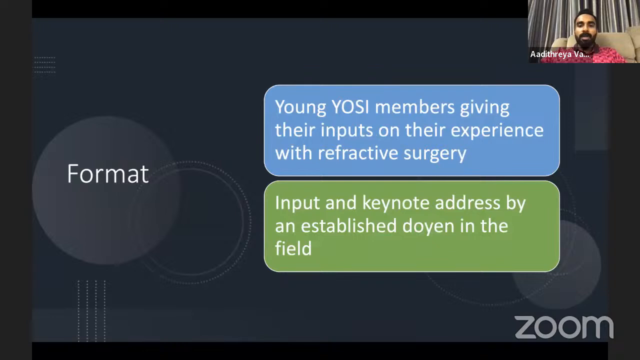So the format will be the young YOC members giving their inputs on their experience with refractive surgery, and the expertise that they have gained along with the years of being a young surgeon. And the input and keynote addresses will be given by an established doyen in the field, whose invaluable expertise will, of course, help all the members in getting their career forward in refractive correction.